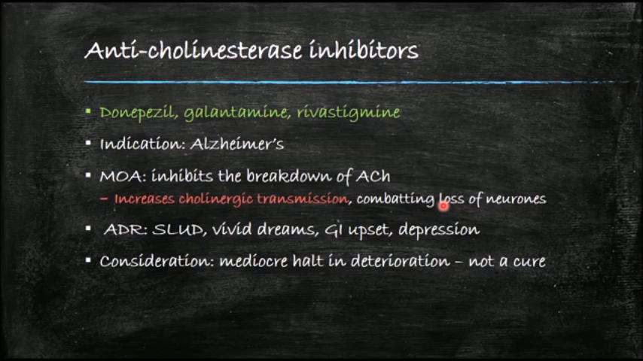So remember that ACh and dopamine are often in direct competition. So if you increase one, you're decreasing the effects of the other. So this is going to cause SLUD type side effects. Usually we talk about anti-SLUD. This is going to cause SLUD. And because it's working in the brain, it can cause vivid dreams and depression.